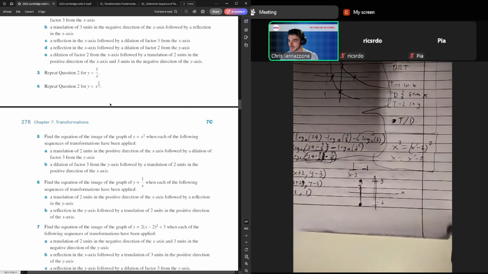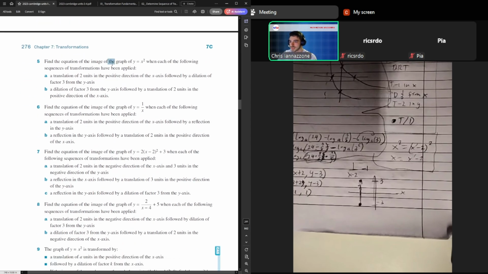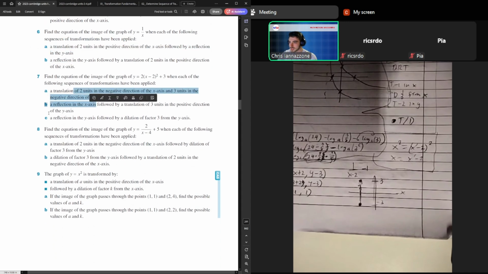Nice. Question 3 and 4, just repeats of that. The function has basically no impact whatsoever on what you do. You're still following the same procedure. Same thing, same thing, same thing.